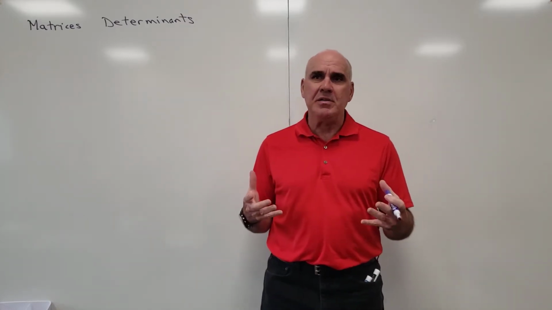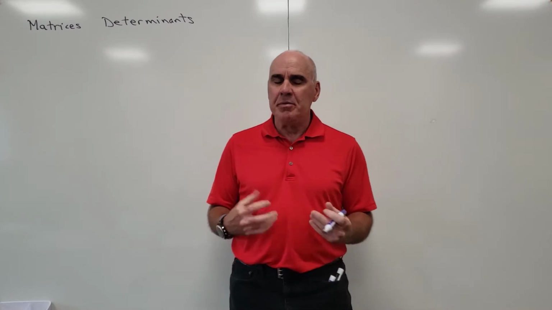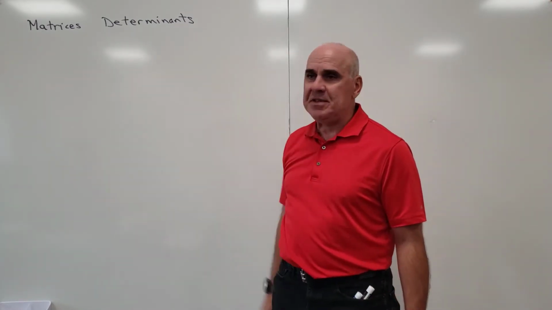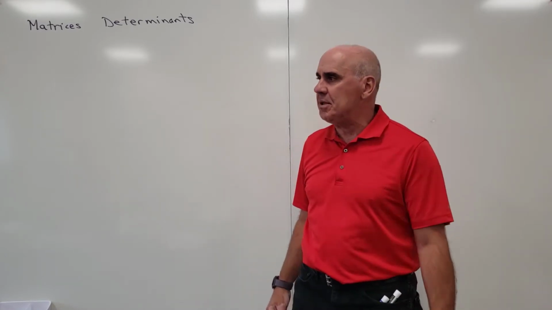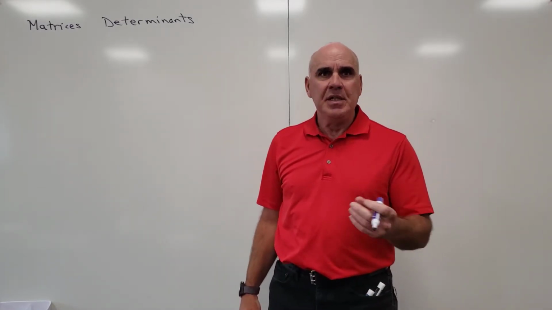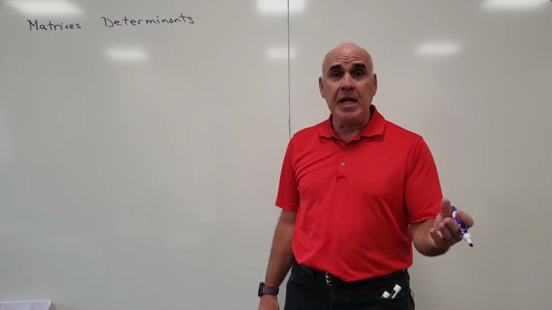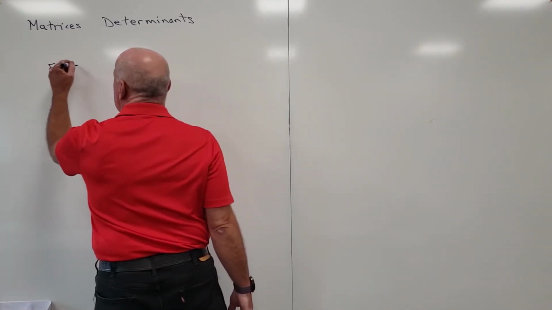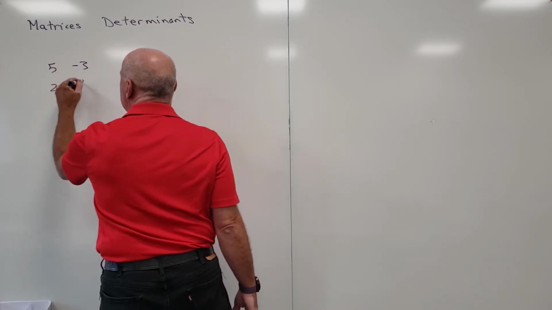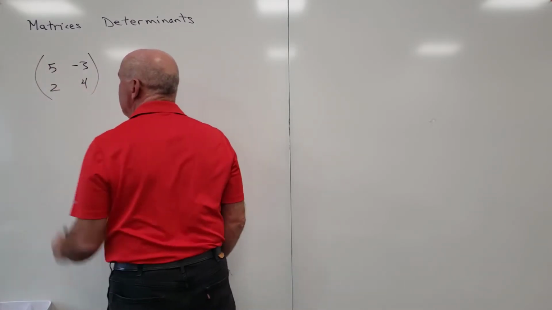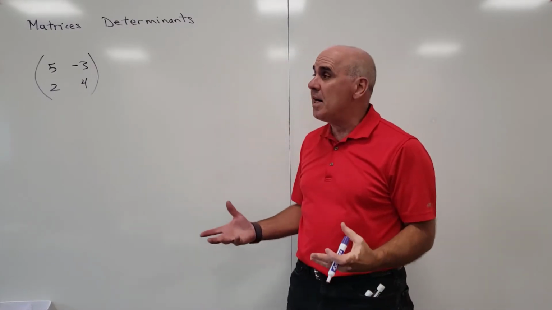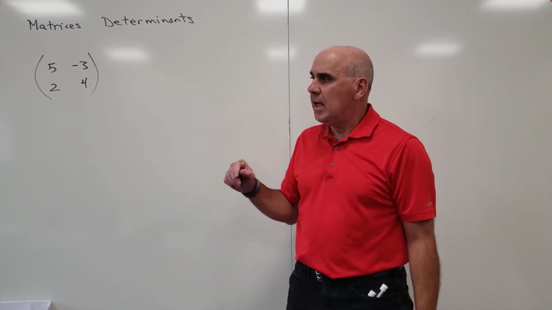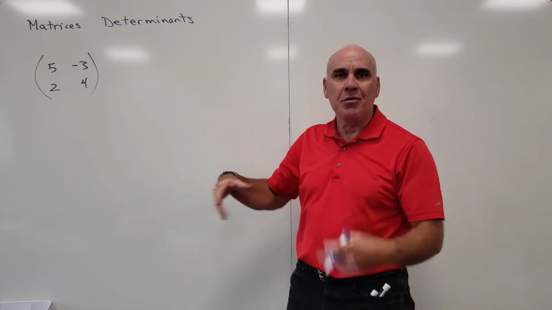We want to continue on in our discussion with vectors, but we really can't quite yet because we have to talk about determinants. And I put matrices up here because there's a relationship between the two. A matrix is an array, generally a rectangular array of numbers. And so I might have something like 5, -3, 2, 4, and I'll put it in parentheses, and that's a 2 by 2, 2 rows, 2 columns, a 2 by 2 array of numbers or arrangement of numbers.